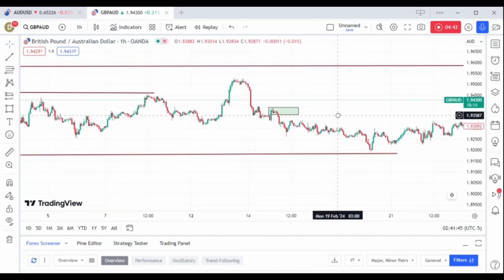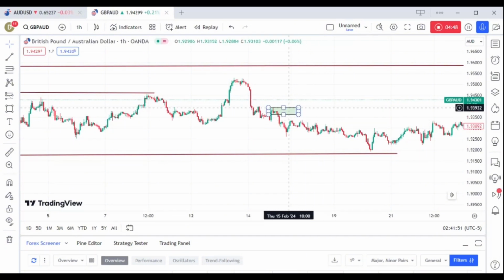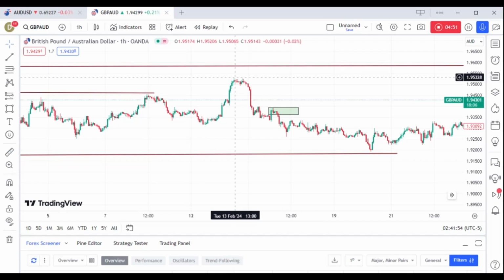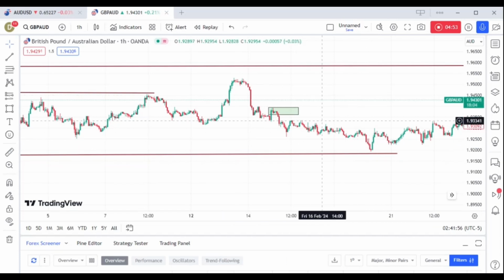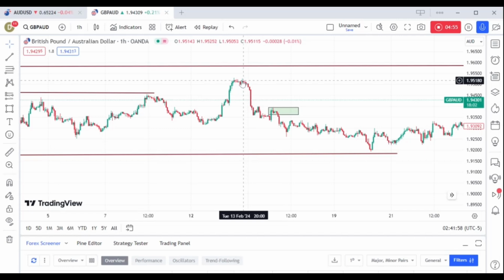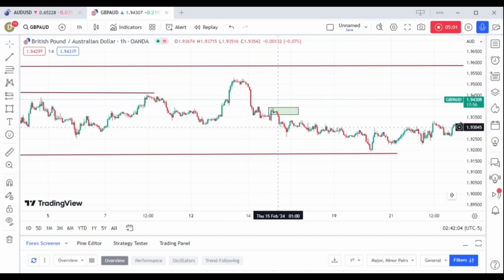Now, I want you to simply pay attention to what price has done when price came back to this zone. But first, we have to pay attention to what price did from this point down to this point. Now, when price took out this liquidity, what did price do? Price gave us a rally, a base, and a drop that caused a change in market structure.